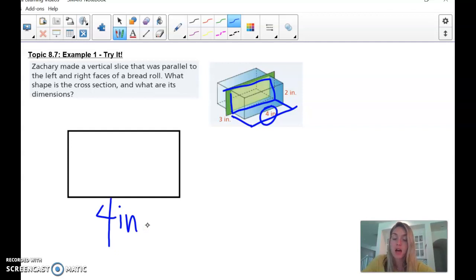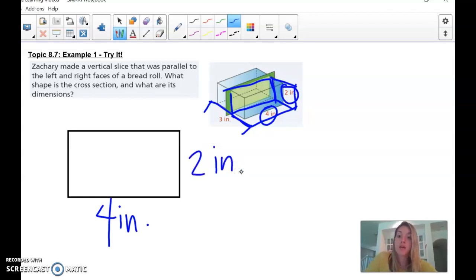And then it says the other dimensions, so we're looking at the width. Now this line right here, the length of that line doesn't have anything to do with that rectangle. So this length right here is the same length as this side of the rectangular prism. So that's going to be our 2 inches.